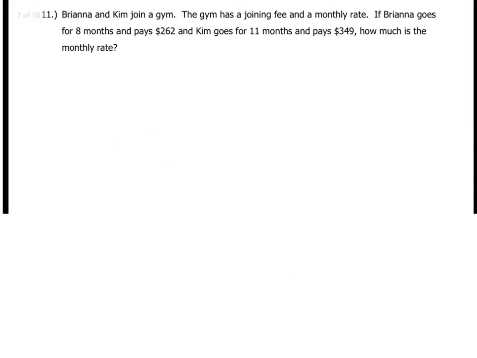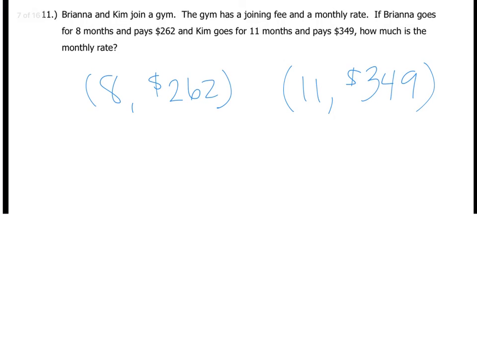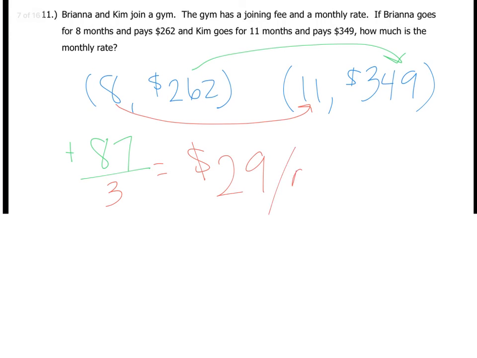And last question, Brianna and Kim join a gym. The gym has a joining fee and a monthly rate. If Brianna goes for 8 months and pays $262, and Kim goes for 11 months and pays $349, how much is the monthly rate? So how much does it go up by per month? So change in y. From $262 to $349, it goes up $87. And from 8 to 11, you go up 3 months. So 87 divided by 3 means that the change is $29 per month.